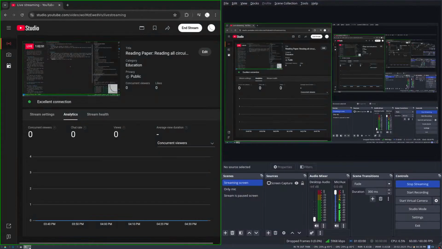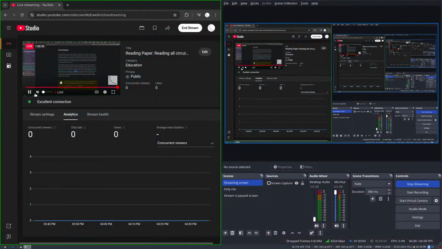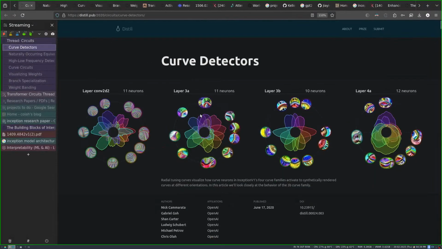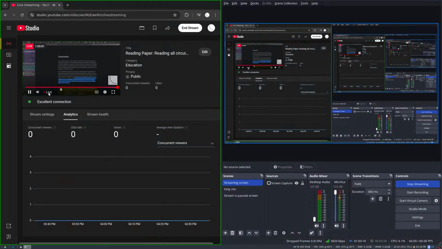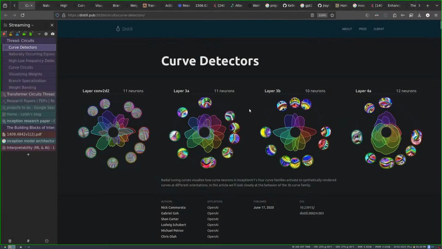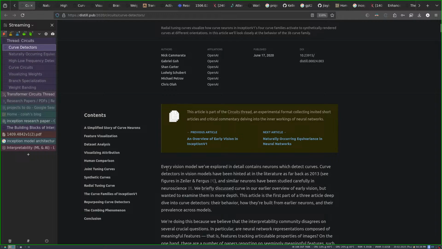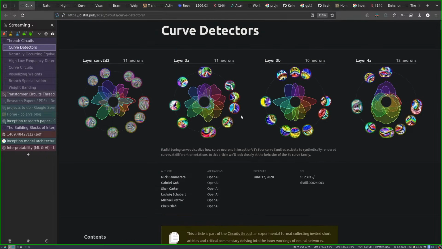That's the first one. Okay, yes, curve detectors. Every vision model we have explored in detail contains neurons which detect curves.